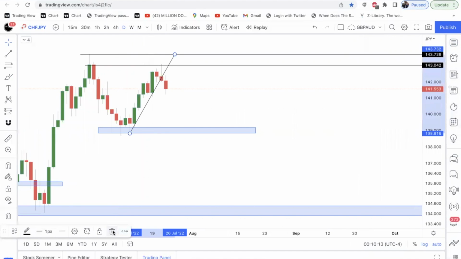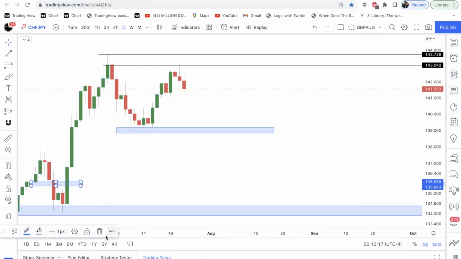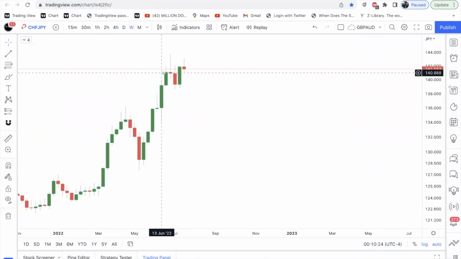CHFJPY. All right, it's not a pair that I trade often, but I'm just showing you all the correlations and how they're all related, so just take your pick. All of these JPY pairs should continue next week, so really we're just waiting for pullbacks.